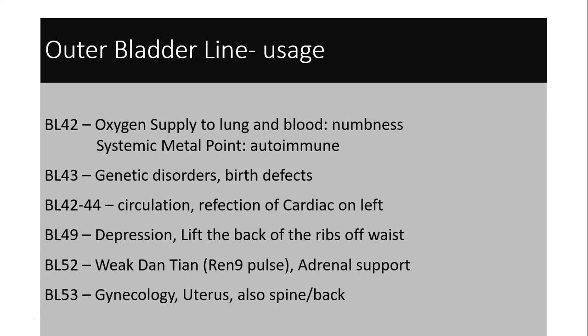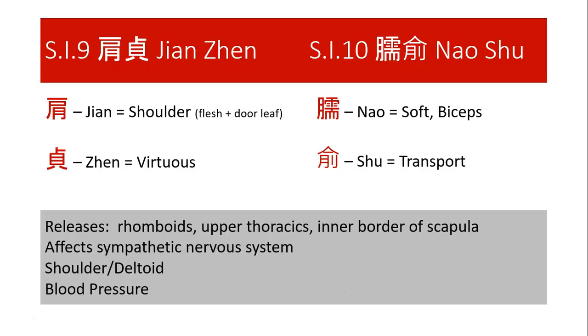And bladder 53, which is Bawang, is a great point for all gynecological issues, for the uterus, as well as for the spine and the back, because it is basically on the sacro-iliac ligaments, which I believe we're seeing now.